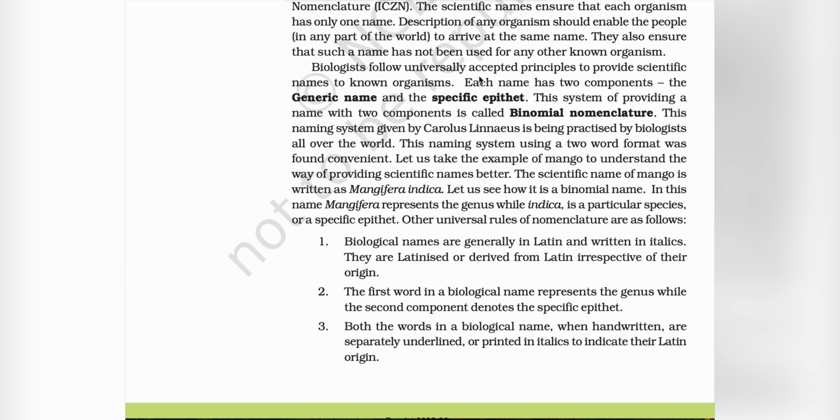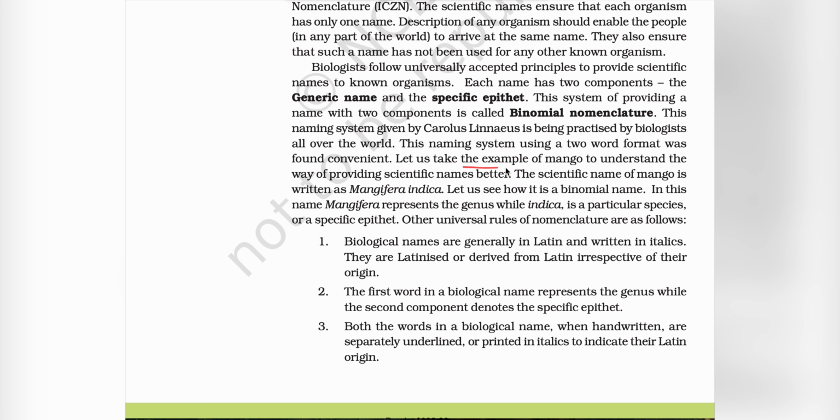Biologists follow universally accepted principles to provide scientific names to known organisms. Each name has two components, the generic name and the specific epithet. This system of providing a name with two components is called binomial nomenclature. This naming system given by Carolus Linnaeus is being practiced by biologists all over the world. This naming system using a two-component format was found convenient.